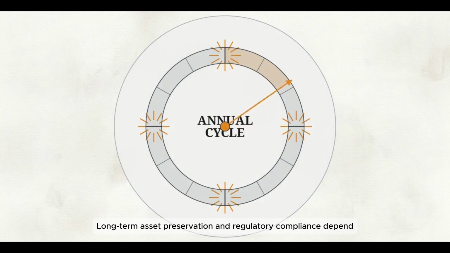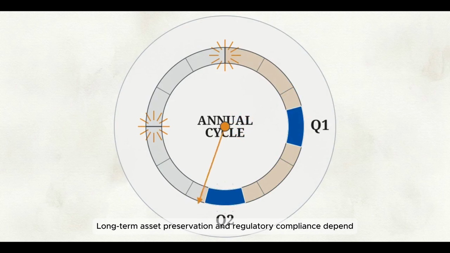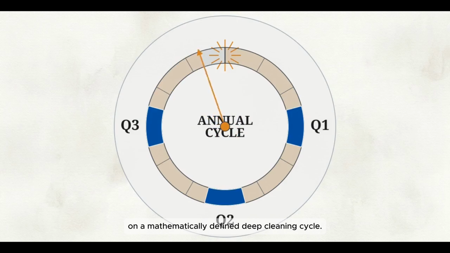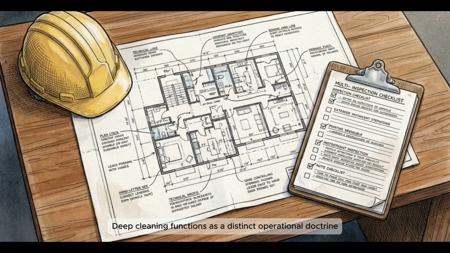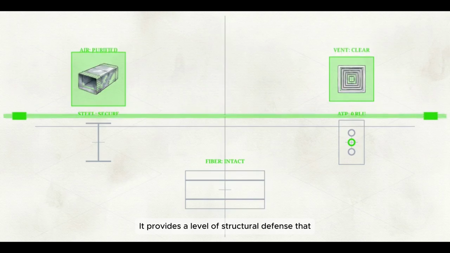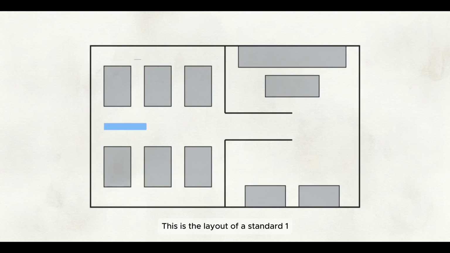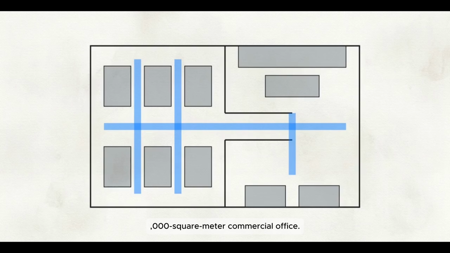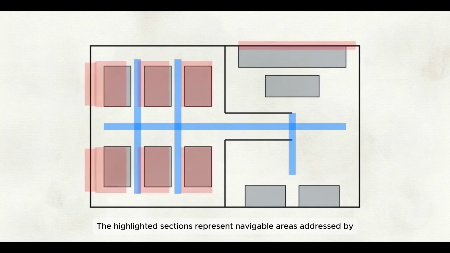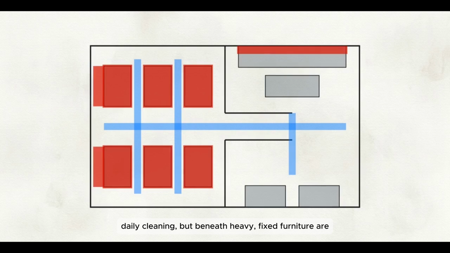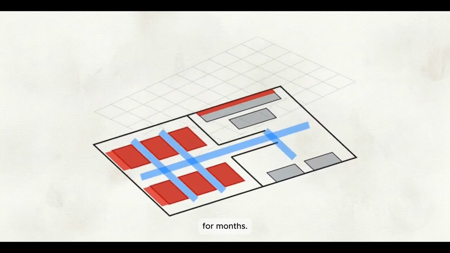Long-term asset preservation and regulatory compliance depend on a mathematically defined deep cleaning cycle. Deep cleaning functions as a distinct operational doctrine for risk mitigation. It provides a level of structural defense that daily maintenance is not equipped to provide. This is the layout of a standard 1,000 square meter commercial office. The highlighted sections represent navigable areas addressed by daily cleaning, but beneath heavy fixed furniture are blind spots where dust and debris accumulate undisturbed for months.